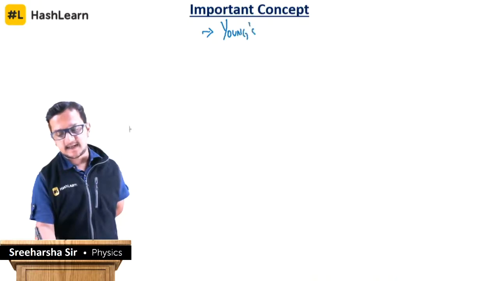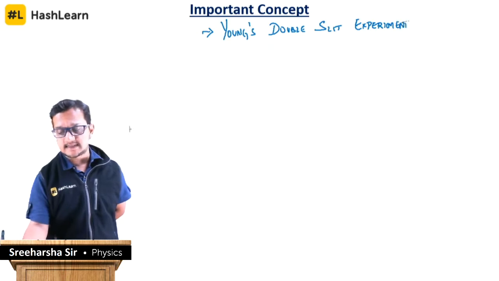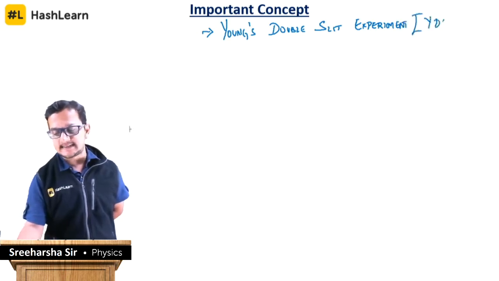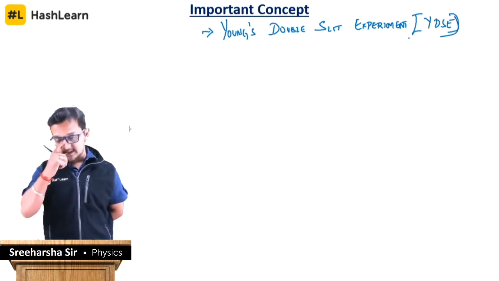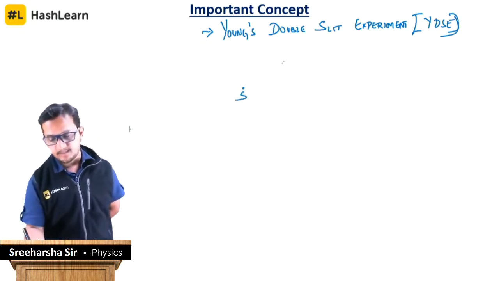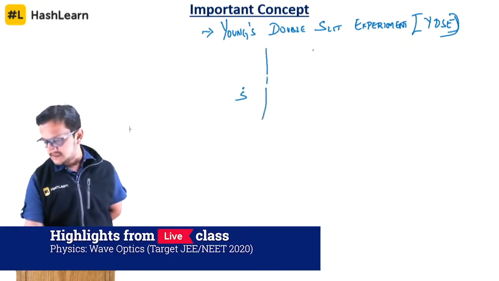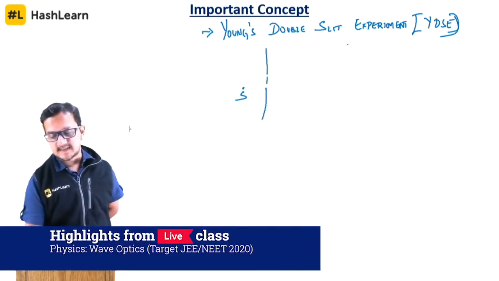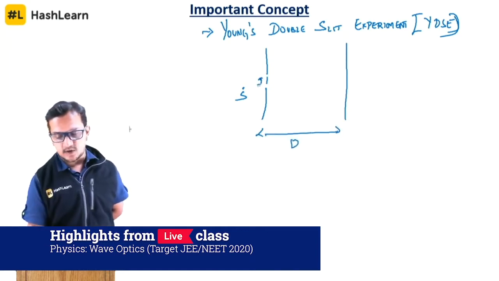Young's double slit experiment. So Young's double slit experiment is very famously known as YDSE. Now what happens over here is you have a source of light, a small slit, two slits, and a screen over here. This is your capital D and this is your small d.